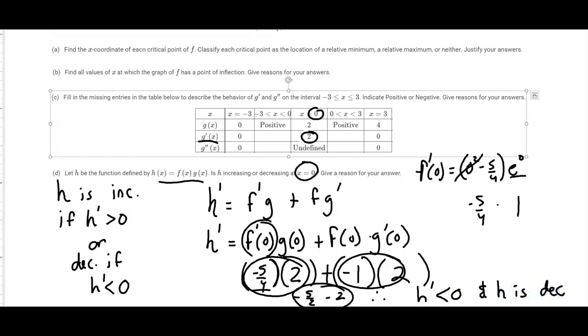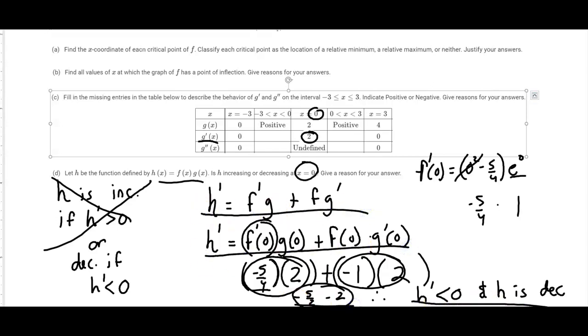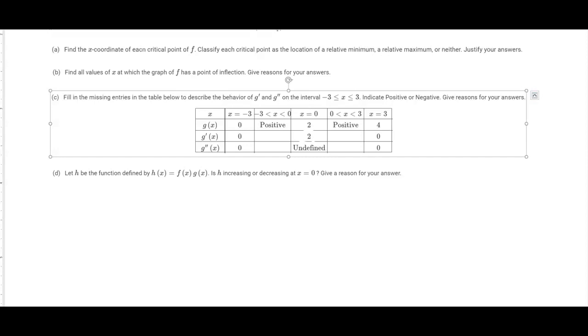And there's our answer. So h is decreasing if h prime is less than 0. We found h prime, plugged in 0, and we found out that it's negative, so that means that h must be decreasing. All right, and that'll do it for that particular FRQ, and that'll also do it for our work for the day.